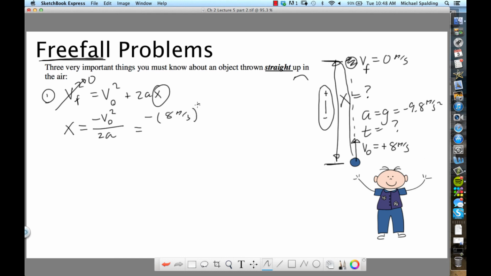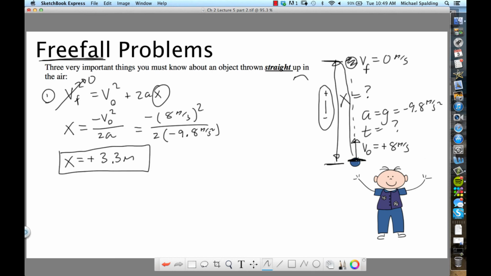V initial is 8. Make sure you square it. 2, and then what's the acceleration? Negative 9.8. Now what happens to these negatives here? They cancel. And we end up with a positive displacement, which makes sense because which way was the ball's displacement? From starting point here to ending point up there, was that a positive upward displacement or a negative downward displacement? It's upward. So the answer came out plus.